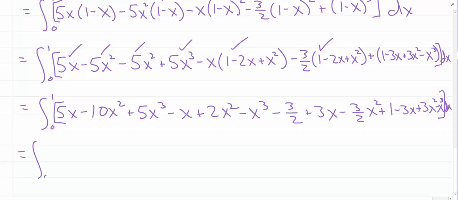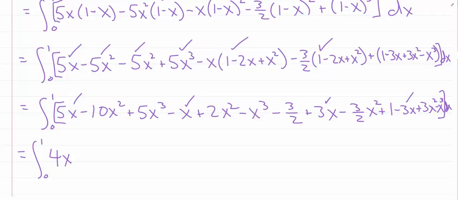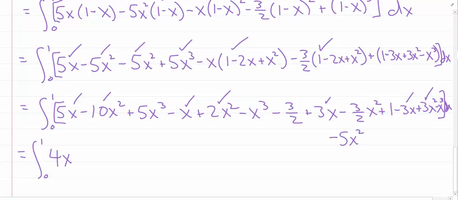Now I'm going to add further before I start trying to integrate. Let's just look at the x's. I've got 5x's here, this makes 4x's, and then this makes 7x's, which takes us back down to 4x. So I've taken care of all the x's. Now let's look at the x squared. I've got negative 10, negative 8, and negative 5, so negative 5x squareds. And then I've got minus 3 halves x squared, so maybe that's negative 13 halves x squared.